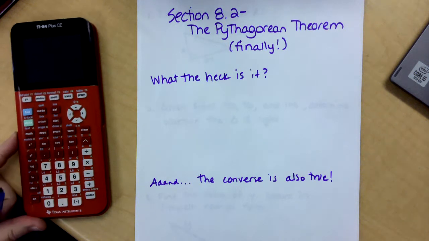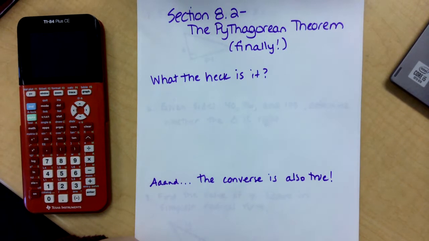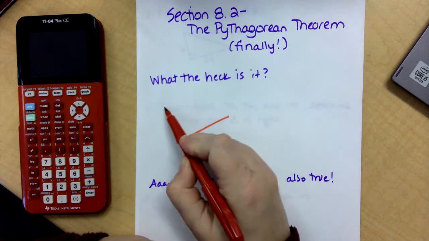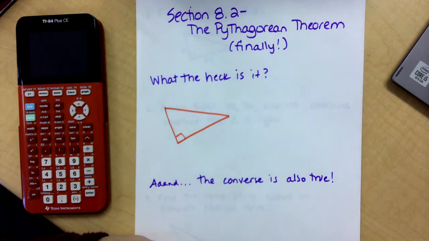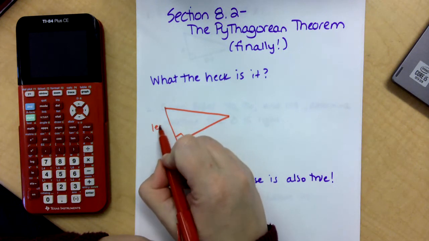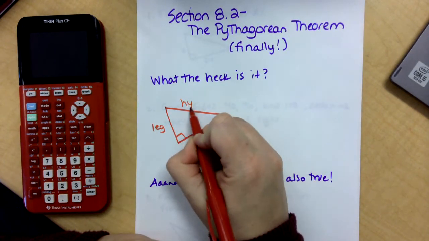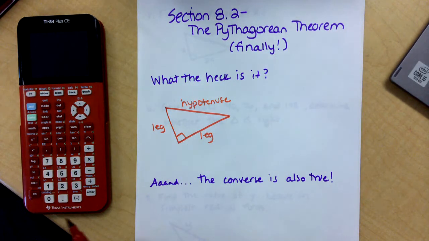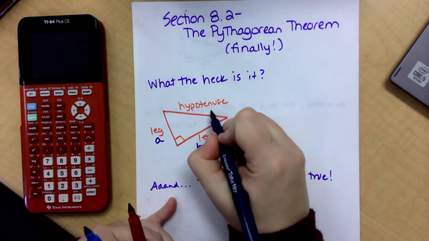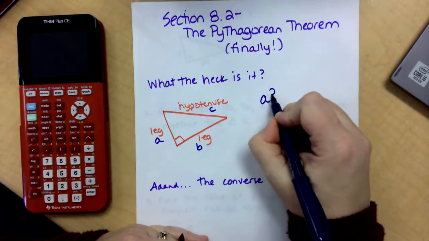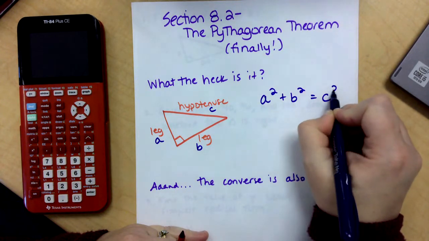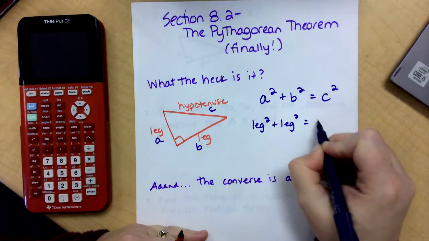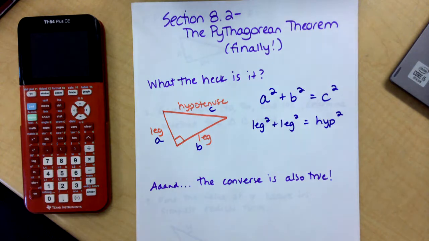Okay, so Pythagorean Theorem, finally. We're gonna do it. I know you've done it before, but we're gonna hit it again. What the heck is it? Well, it applies only to right triangles. So only works for right triangles. That's huge. Remember, with a right triangle, we've got two legs, and then that side opposite the right angle is called the hypotenuse. Generally speaking, we call this A, B, and C. And the Pythagorean theorem, A squared plus B squared equals C squared, or leg squared plus leg squared equals hypotenuse squared. Converse is also true.